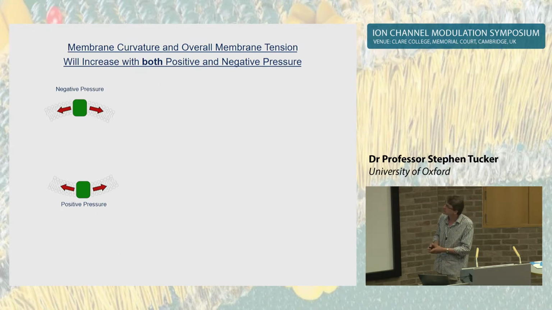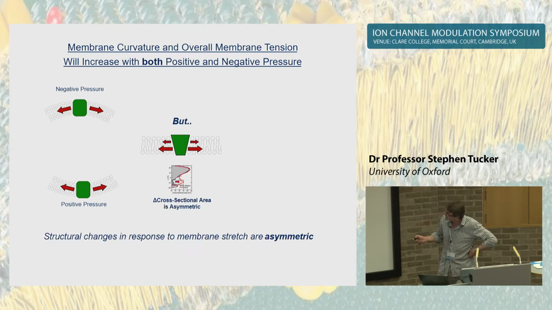So this introduces the concept of membrane curvature. Because actually, when we stretch the membrane in our recording configurations, you will induce a certain amount of curvature. And of course, the overall tension in the bilayer will increase whether you apply negative tension or positive tension. You'll have an overall increase in tension. But of course, because this structure is asymmetric and the change in cross-sectional area is asymmetric, then it should be able to detect the difference between these two types of pressure changes.